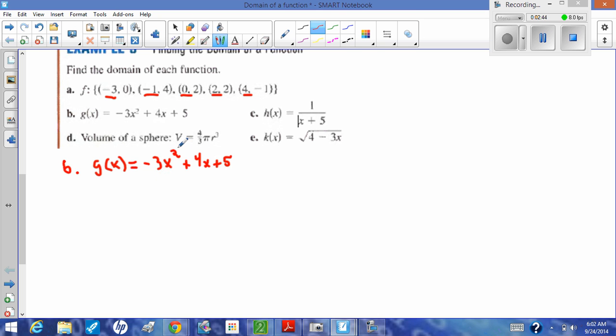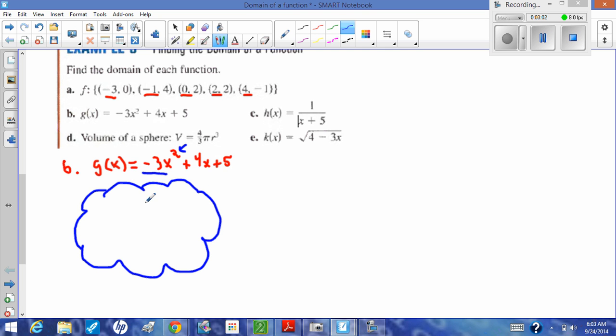I see it's quadratic, and I see my leading term is negative. So I know the graph without actually graphing it, I know approximately what it's going to look like. So I'll draw my little thinking bubble here. We'll put in a graph. So we have this parabola. Because the leading coefficient is negative, it is facing upside down. So it's going to look something like this.